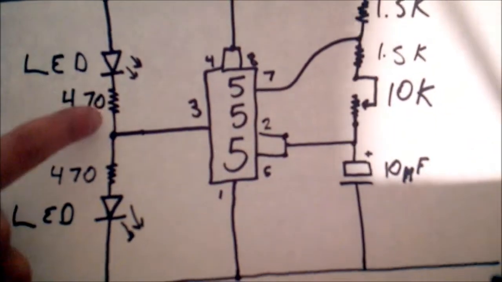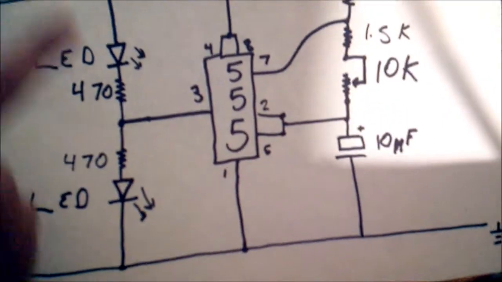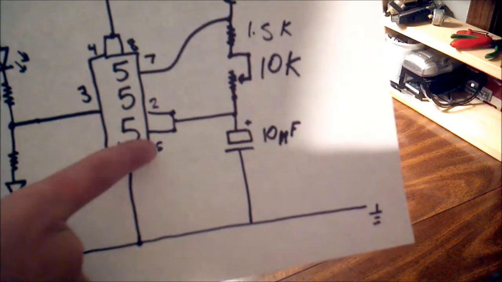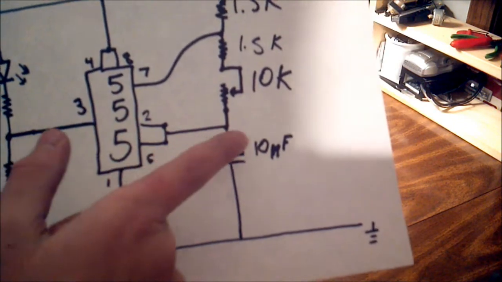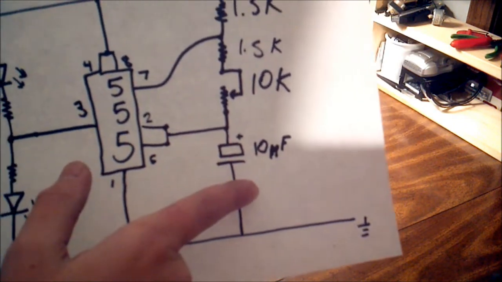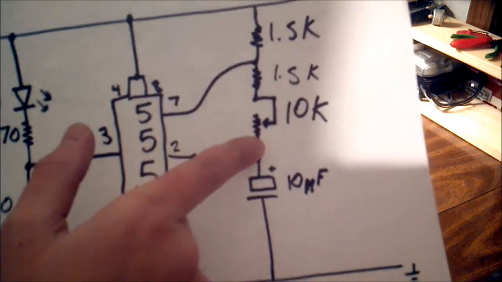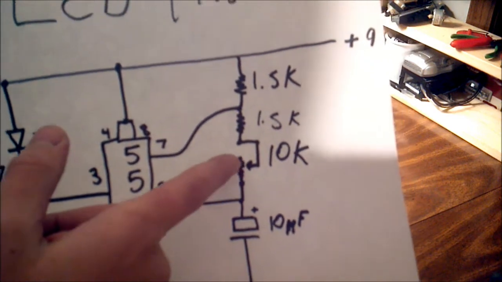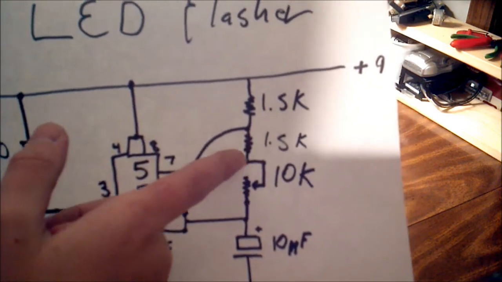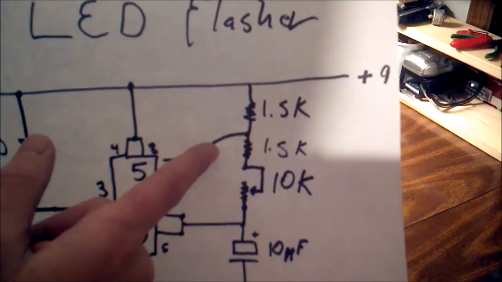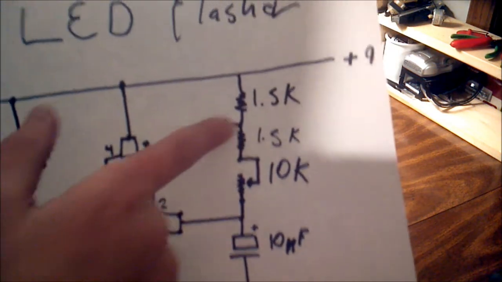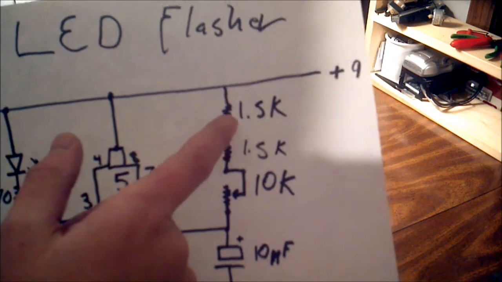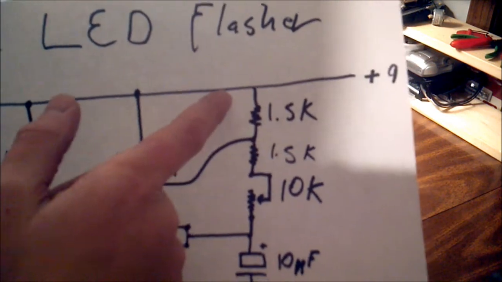But all it is, it's 2 LEDs. Make sure you get the polarities right, and a 555 timer. When 2 and 6 are connected, they go to ground through a 10 microfarad capacitor. Then on the other side of that is a 10K potentiometer, and then a 1.5K resistor, which I didn't have. I used a 2.2K and it seems to work fine. Then pin 7 goes between that, another 1.5K or 2.2K, like I had to use, and power.